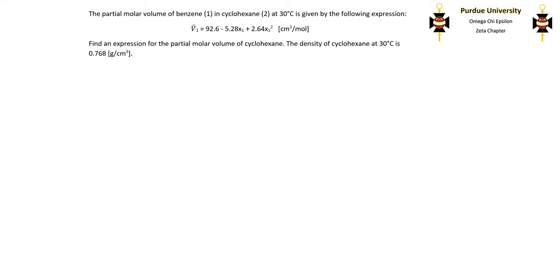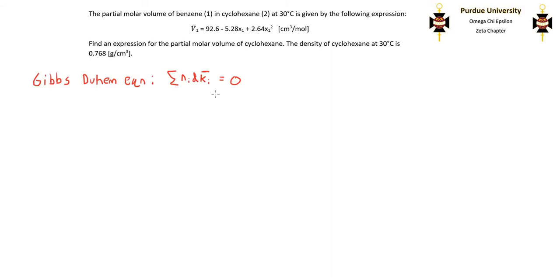I'm going to go through this example problem where we use the Gibbs-Duhem equation to find the partial molar volume of a species in a binary mixture. In the problem, there's a binary mixture of benzene and cyclohexane at 30 degrees Celsius, and we're given an expression for the partial molar volume of benzene and the density of cyclohexane at 30 degrees Celsius, and we need to find an expression for the partial molar volume of cyclohexane. And to do this, we're going to use the Gibbs-Duhem equation.